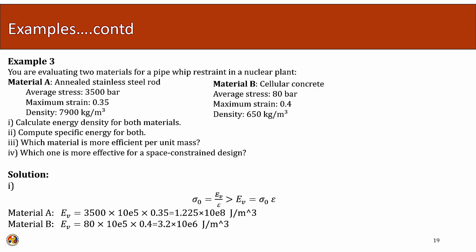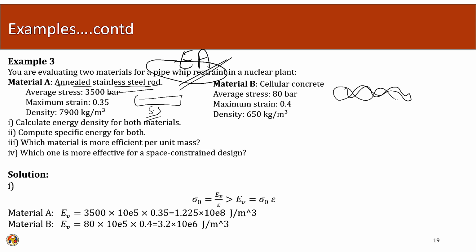In this example, we are comparing two materials that have to be used as a pipe whip restraint. Basically, it has to be used as an energy absorber and there are two competing materials. Material A is an annealed SS rod, and material B is some sort of cellular concrete, a foam type of concrete. The average stress is 3500 bar in the case of steel and 80 bar in the case of concrete.